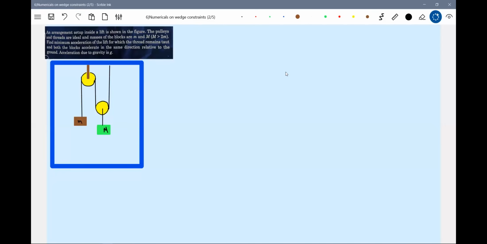An arrangement set up in the lift is shown in the figure. The pulleys and threads are ideal and massless. Blocks are small m and capital M. Find the minimum acceleration for which the thread remains taut and both the blocks accelerate in the same direction.